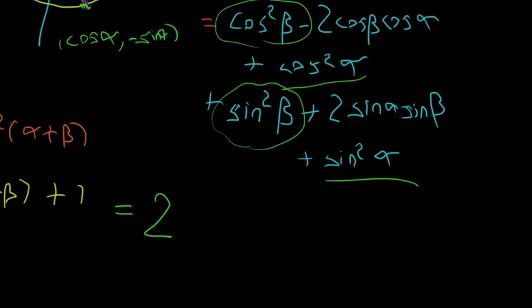And then this will be minus 2, I'll take that outside, and I have cos alpha cos beta minus sine alpha sine beta.